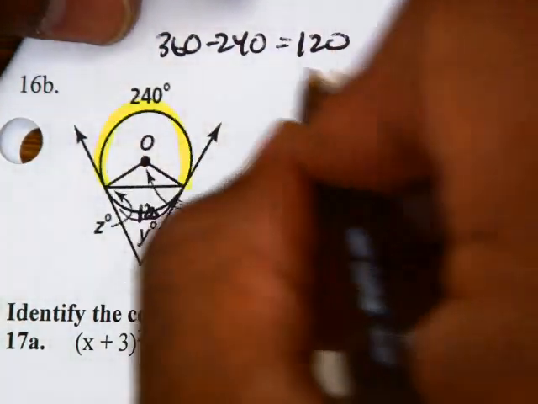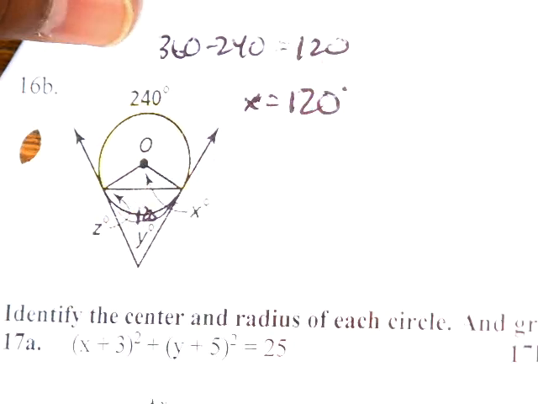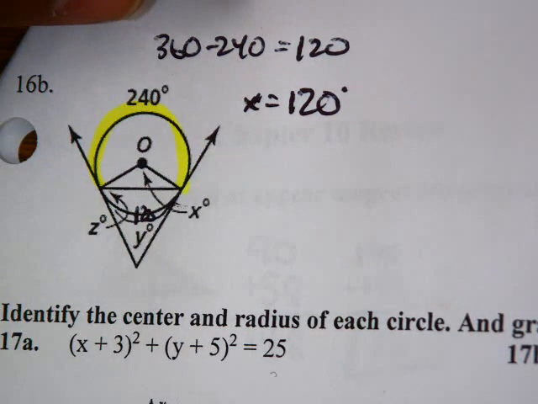That's 120, that arc. X is the central angle. Central angles are equal to the arcs they form. So X is 120.